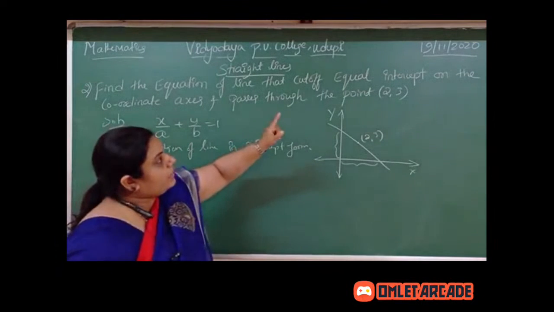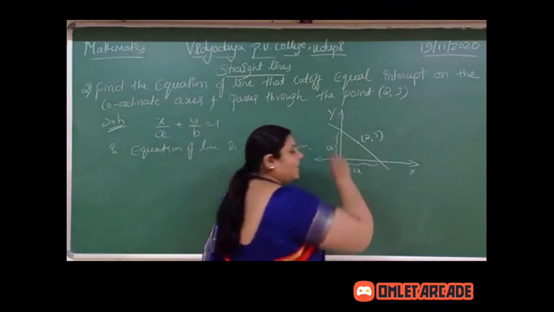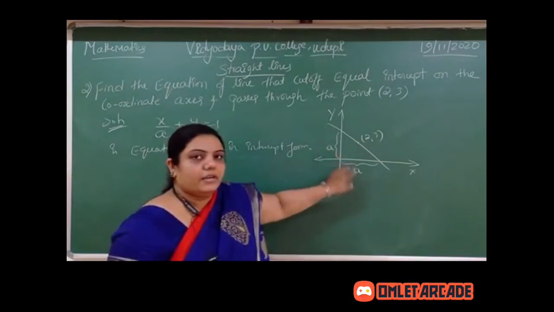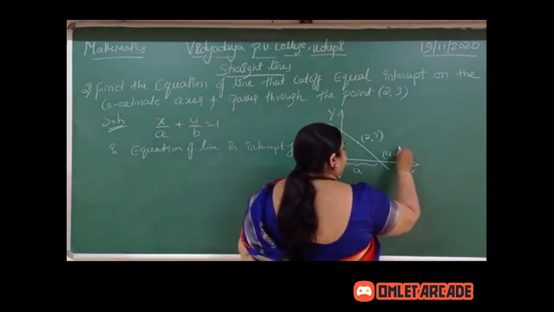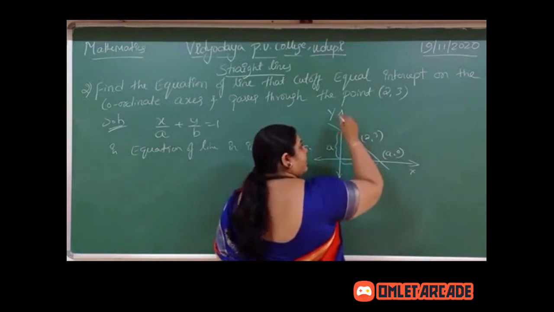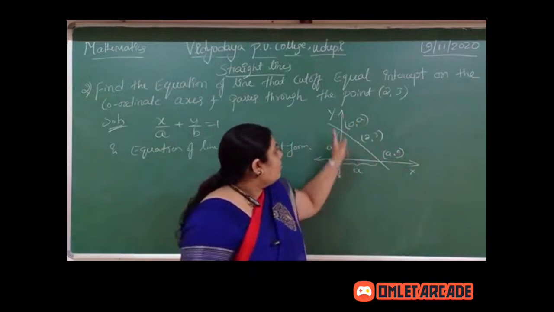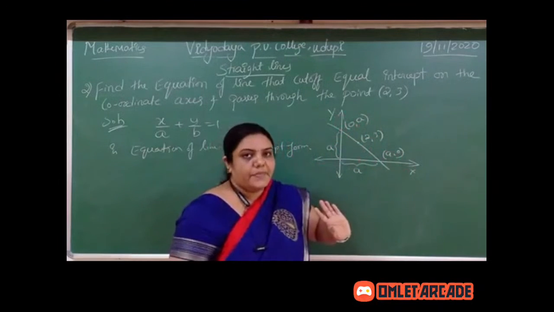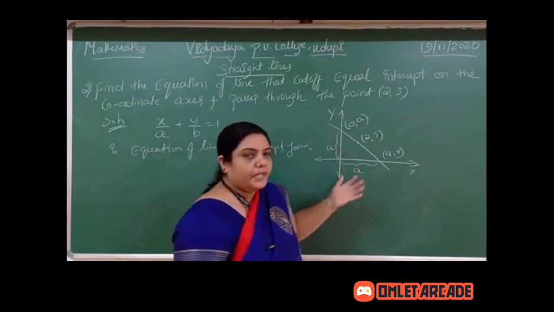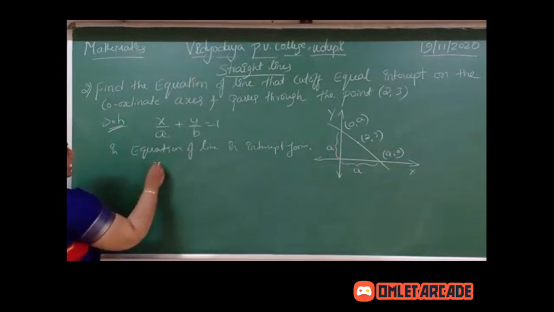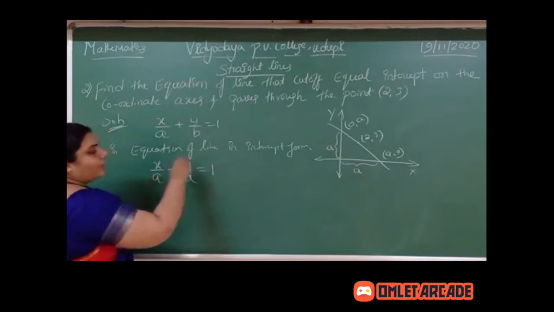They are saying cut off equal intercept on axis. Then can I take both as A? Generally both as A. Both the intercepts as A. Then this point will be what, students? A comma 0, this point. Point on x axis will be A comma 0. Point on y axis will be 0 comma A. Am I right? Because I have taken equal intercepts on coordinate axis as A. So this equation becomes what? x by A plus y by A is equal to 1.